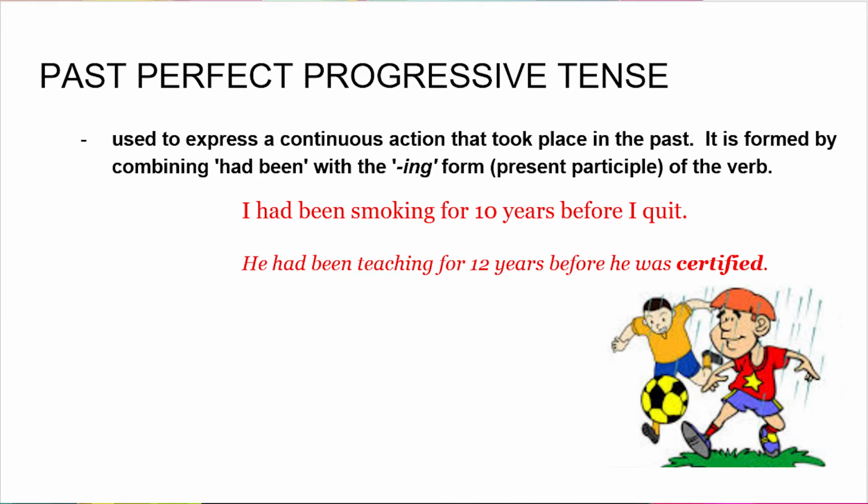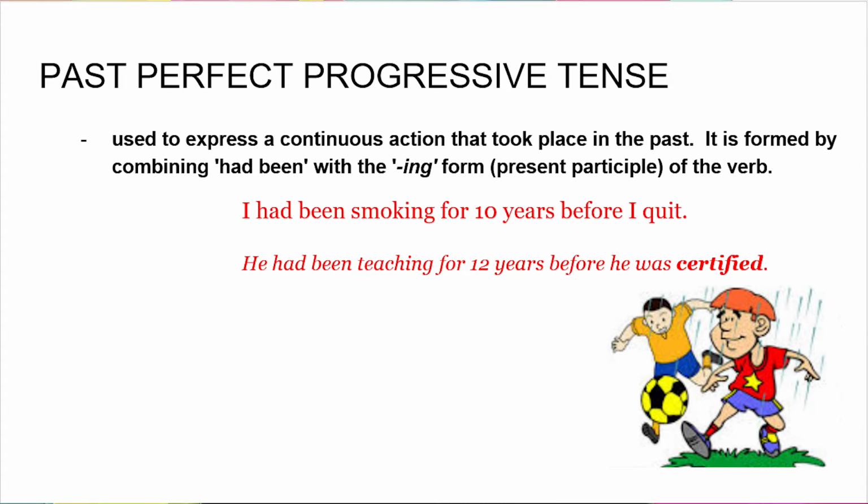So for example, I had been smoking for 10 years before I quit. Notice that had been is your perfect. Okay? Your perfect tense had been. Also, your smoking is your progressive. Smoking. That's from the word smoke. You remove the E and then you change it to ing. I had been smoking for 10 years.